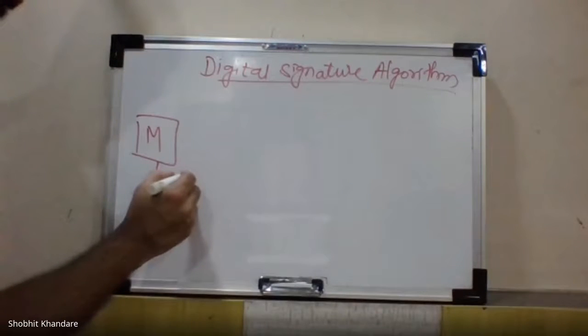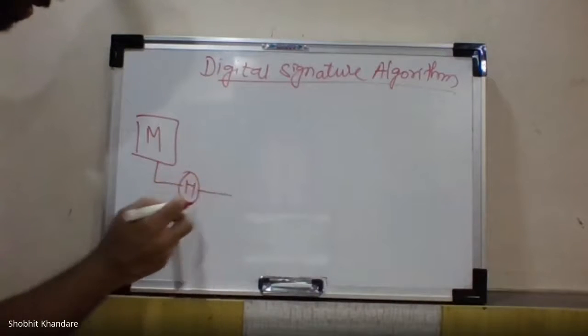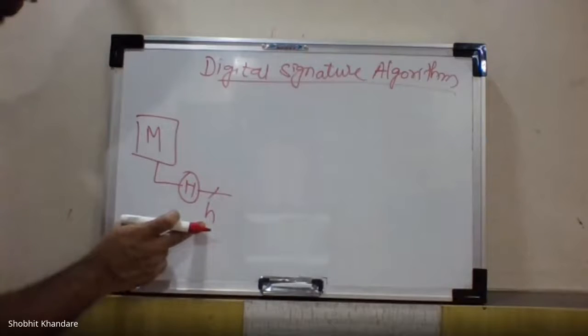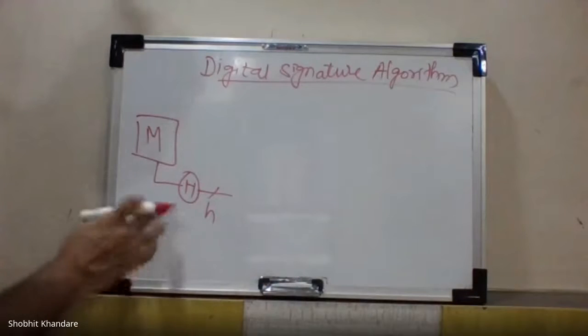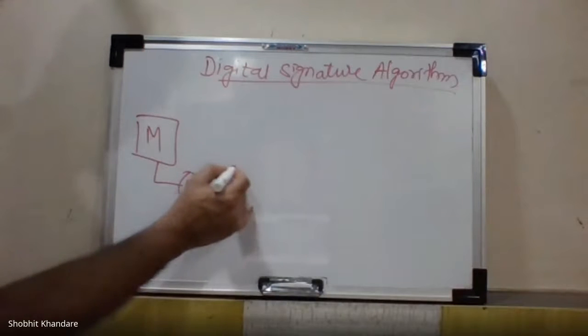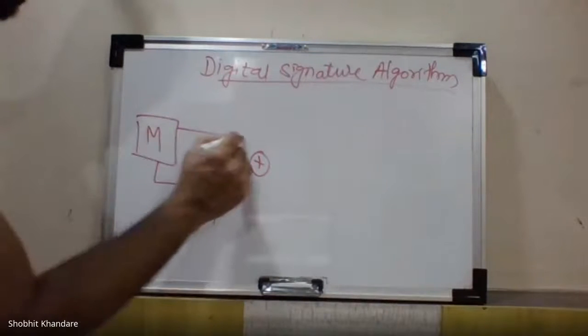You have done the hash function over the message, capital H. You have generated the hash code. This we have already done, it is nothing new. Okay, so this is when appended with the message itself.